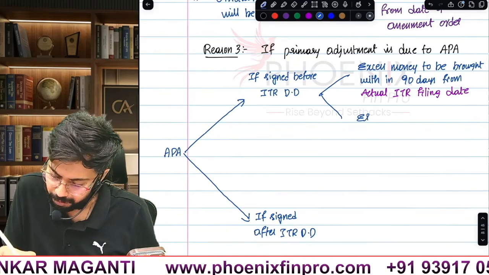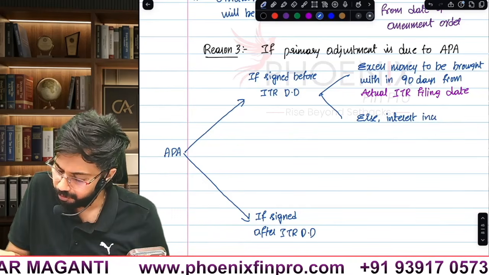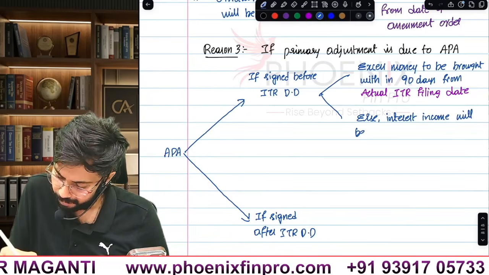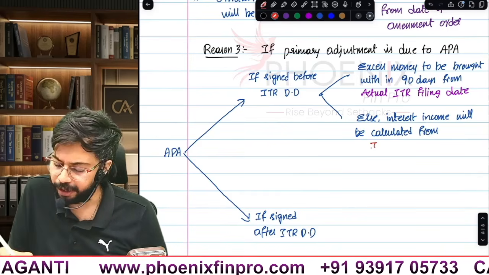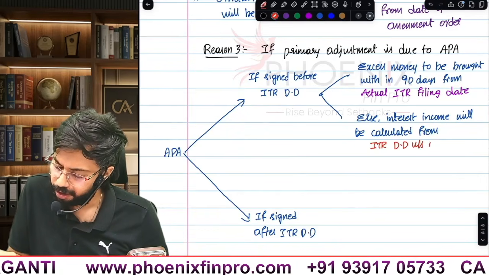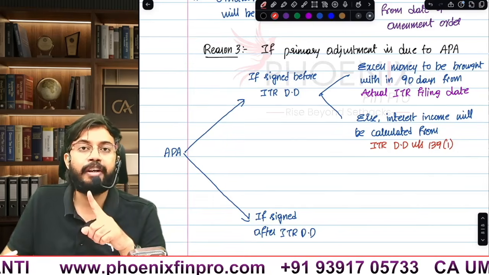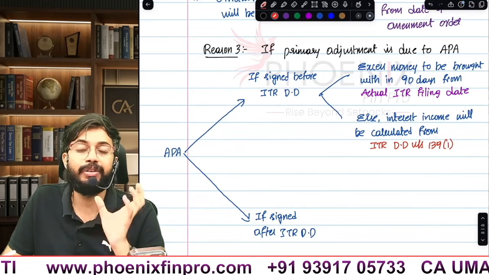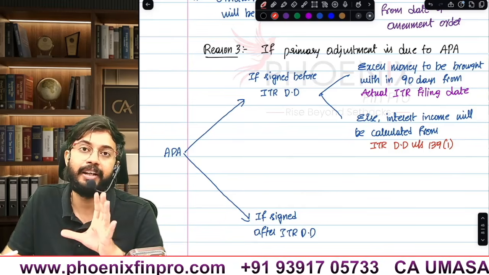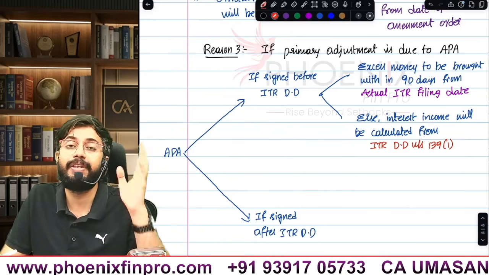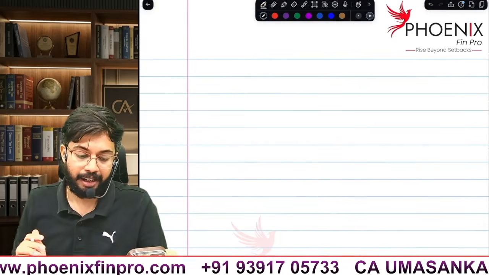Interest income will be calculated from ITR due date. You have to observe carefully. 90 days are to be calculated from actual ITR filing date. Within those 90 days, you have to bring excess money. If you do not bring, interest income will be calculated not from actual ITR filing date, but from ITR due date. So from the first day after ITR due date, interest income will be calculated. Now, I will explain an example. You will get clarity. Listen carefully.